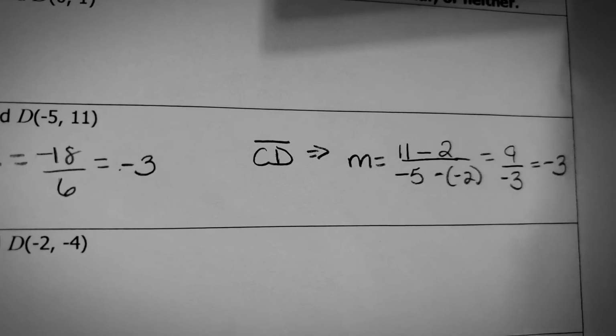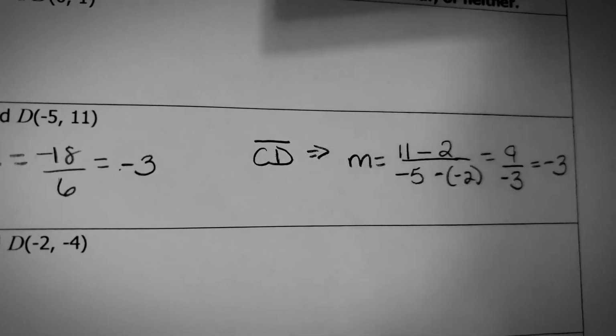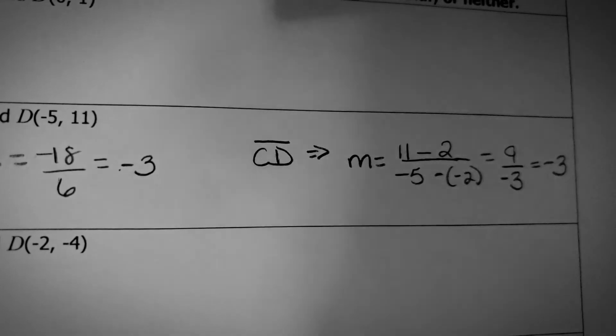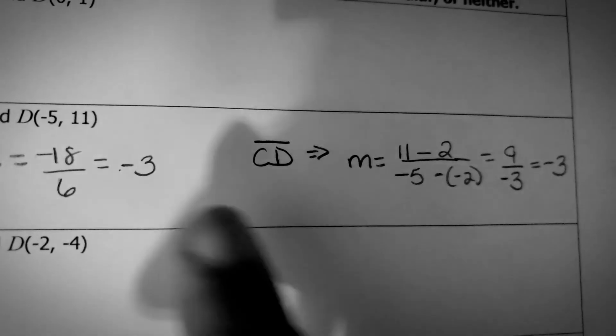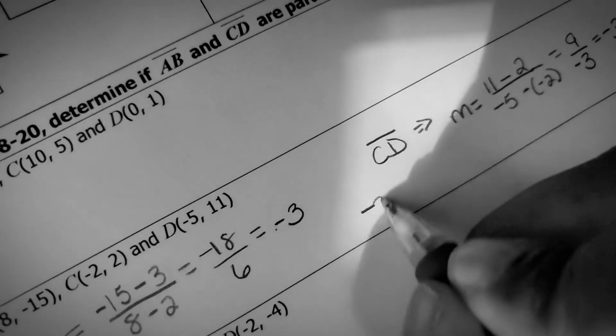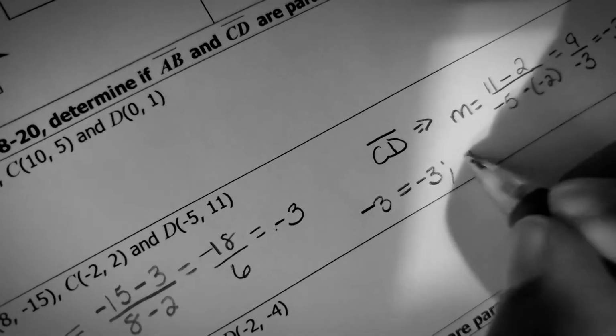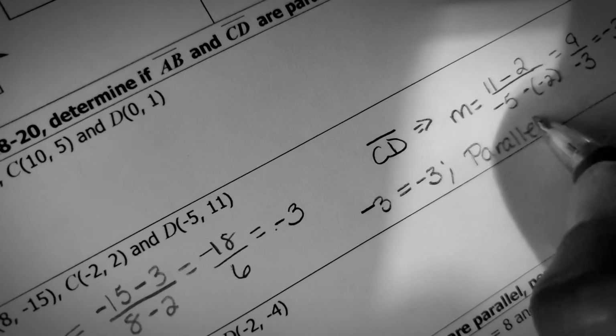And you should find that the slope of segment CD is also negative 3. Now, compare the two. Because negative 3 equals negative 3, the lines are parallel. So I'm going to write here, negative 3 equals negative 3. So therefore, they are parallel.